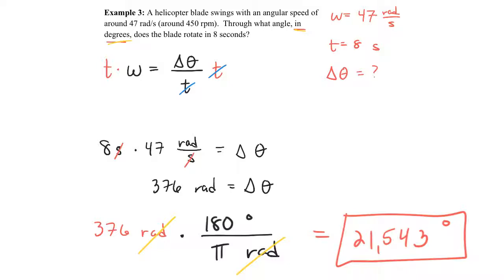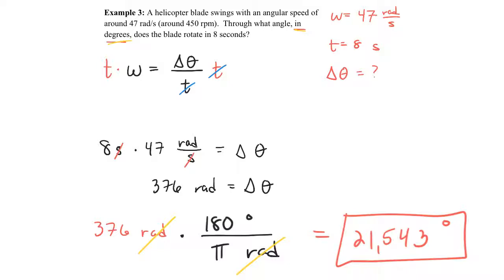We must have been rounding something here. You're not getting this exact same number? I think you rounded 377. Oh, here's why. When you did 8 out of 60, did you use the exact answer? Yes. 47 times 8, 376, times 180, over pi. 21,543, okay. And you're telling me when you do 8 out of 60?